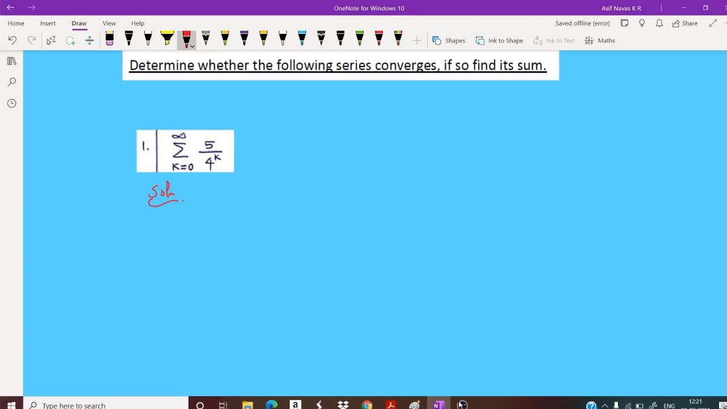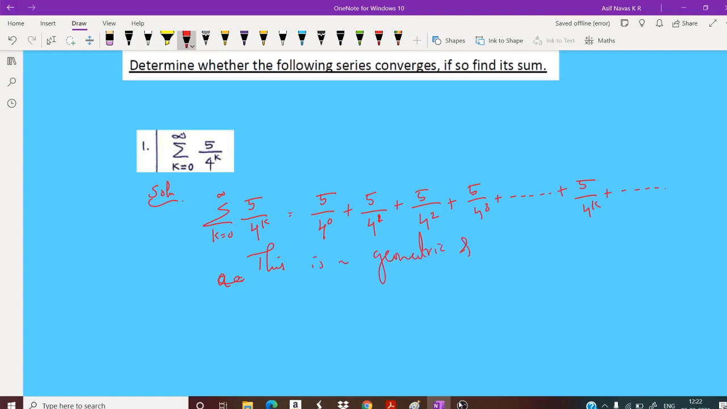Here we have sigma k equal to 0 to infinity 5 by 4 raised to k. So when k equal to 0, 5 by 4 raised to 0 plus 5 by 4 raised to 1 plus 5 by 4 square plus 5 by 4 cube plus etc., 5 by 4 raised to k plus etc. Now what is the first term a? This is a geometric series, right? So tell me what is a? First term 5.